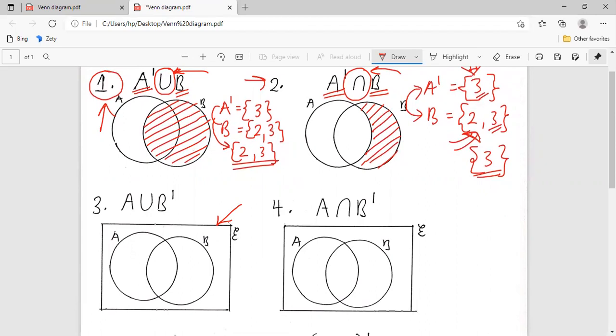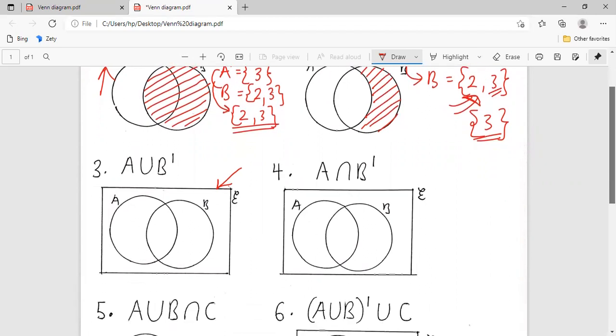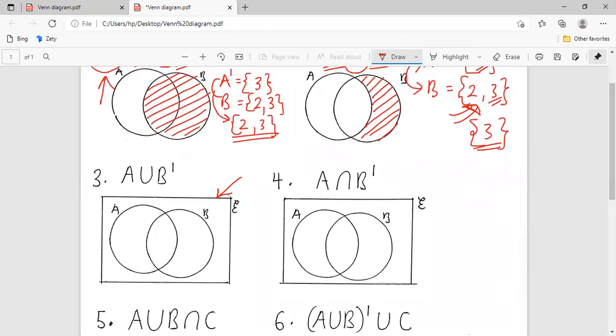Now, number 3 also has 3 chambers for set A and set B. We shall have 1, 2, 3. But because of the addition of the universal set, that means outside of A and B, we now have chamber number 4. So now we have 4 chambers.